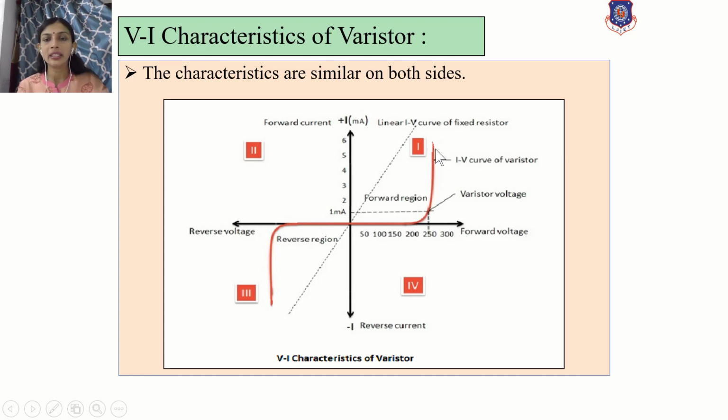As per the symbol and application, the working of the varistor will look like this. It has a non-linear VI characteristic. Initially the current is zero up to some particular voltage, and after some particular varistor voltage, look at this, this is the varistor voltage, the current increases sharply. Similarly, in the reverse region, it breaks down after some particular reverse voltage. So it is shown in a non-linear manner in the first quadrant and in the third quadrant.